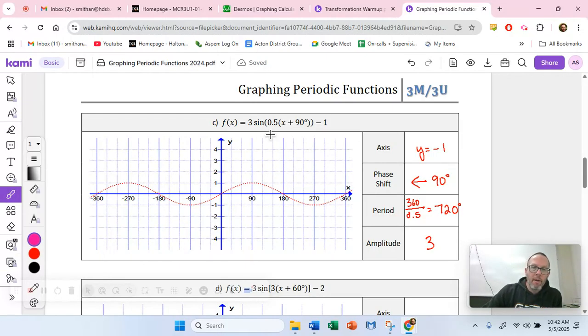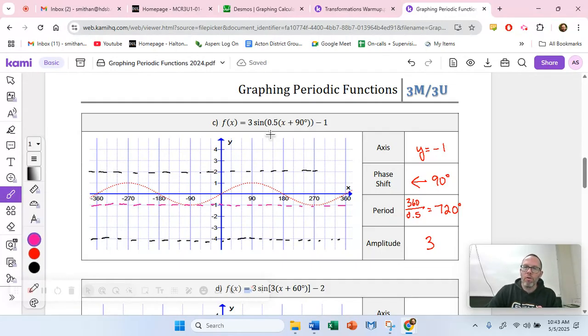I can't resist. I'm coming along for the ride here. Draw the axis. 3 above, 3 below. Count the squares. We're going to go up to 2. We're going to go down to -4.